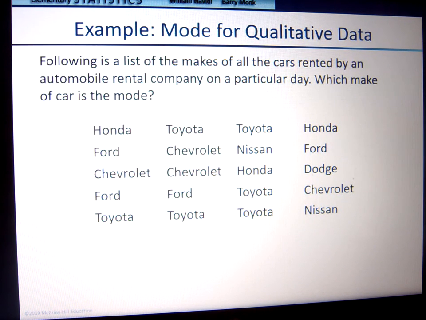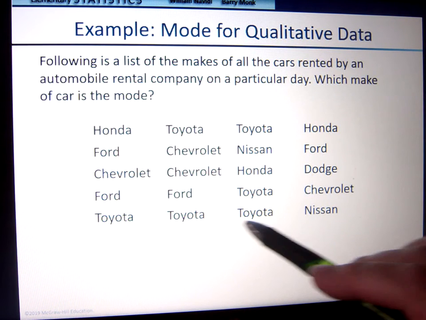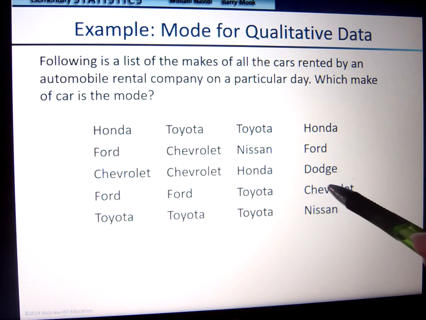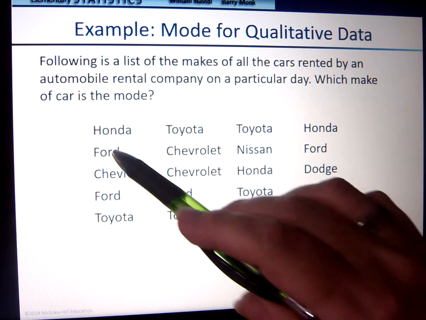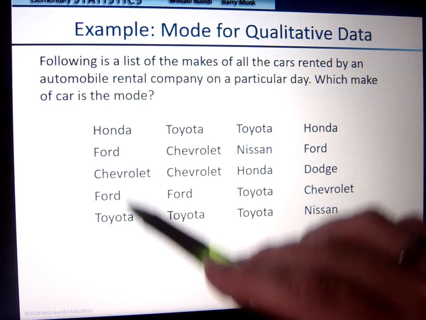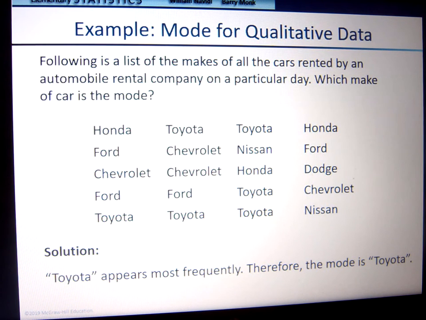Let's see. I see a couple Hondas. I see 1, 2, 3, 4, 5 Toyotas. I see 1, 2, 3, 4 Chevys. 1, 2, 3, 4 Fords. And just at a glance, it looks like Toyota is going to be my mode. It occurs most frequently, so the mode is Toyota.